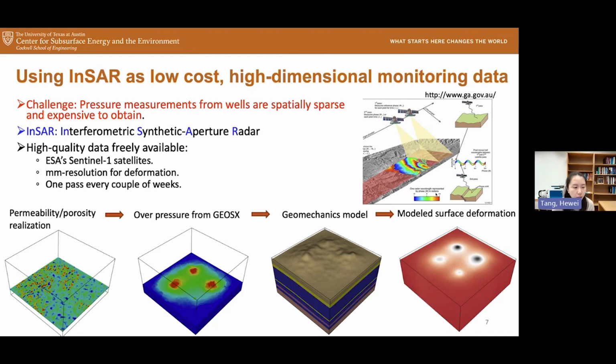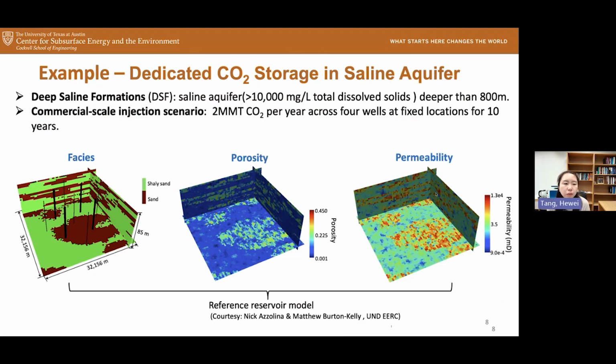Starting from a permeability or porosity realization, we can simulate pressure from GEOS X, and then build a geomechanical model all the way to the Earth's surface and model the surface deformation. It's a one-way coupling process. Here I will use an example to demonstrate whether we can use InSAR data to calibrate the reservoir model and to predict future reservoir performance, using a synthetic dedicated CO2 storage case that is commercial scale.